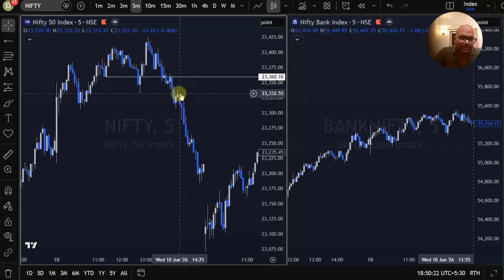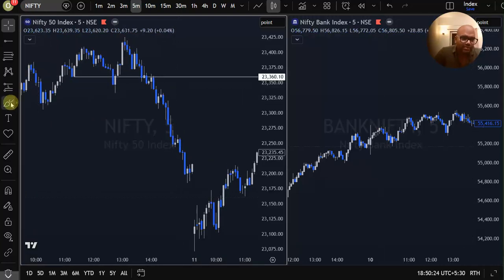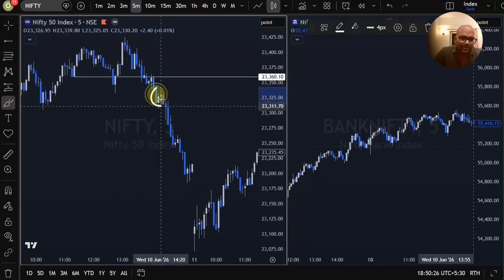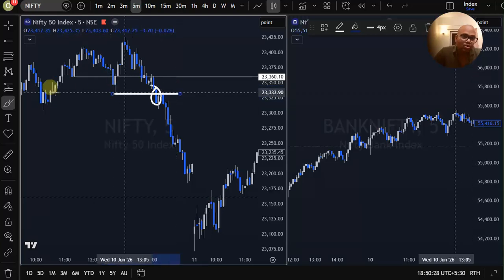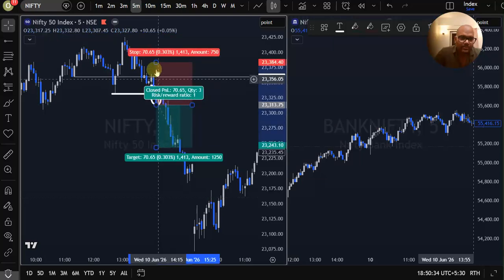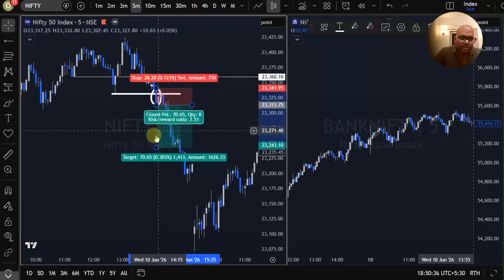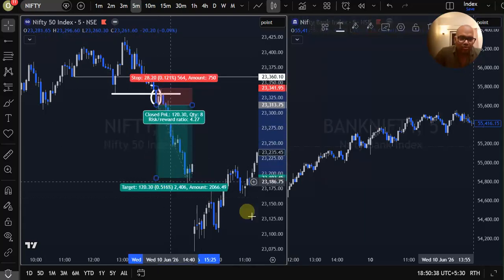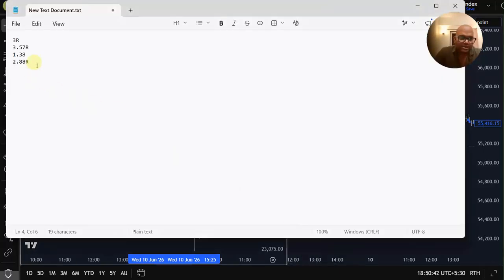But later on, what happened? The market went down and gave a breakout of this swing low. So this was your short trade, which gave you around 1 is to 4.2. So this will be your 4.2 R.